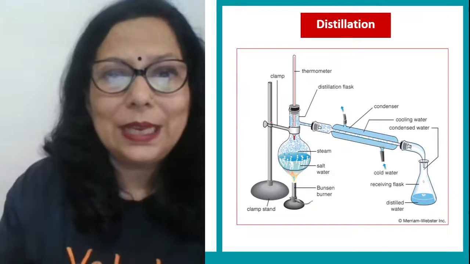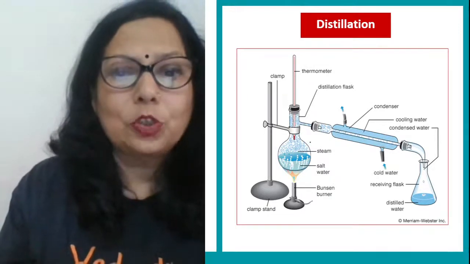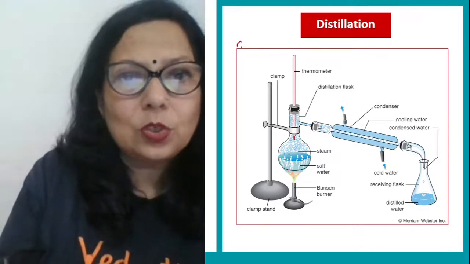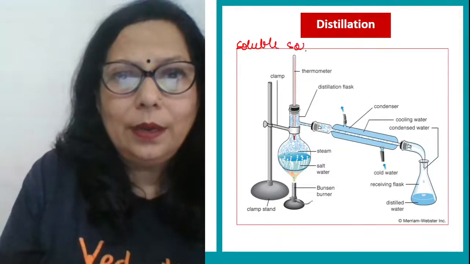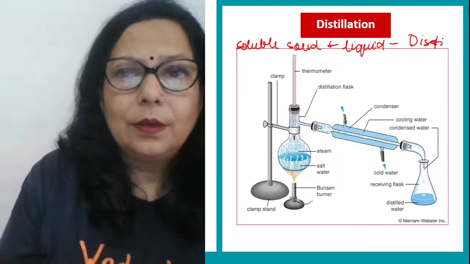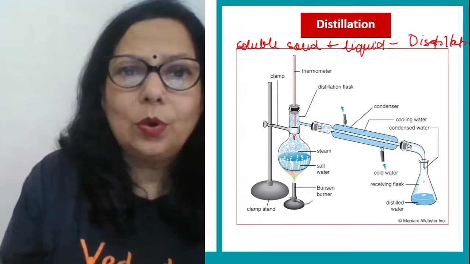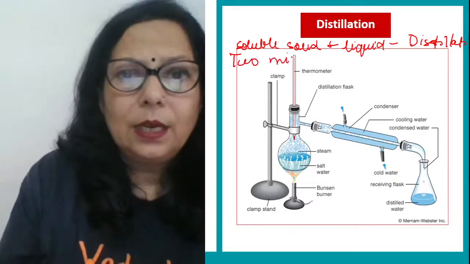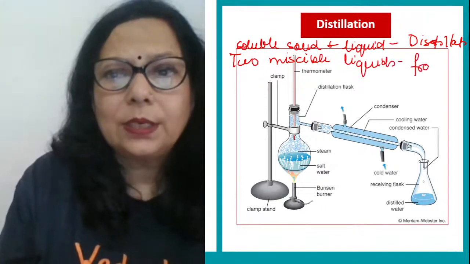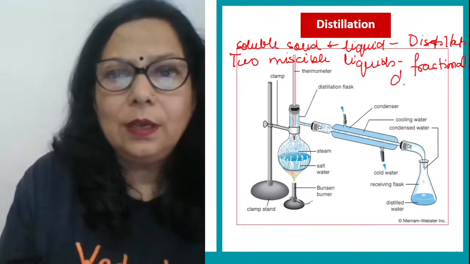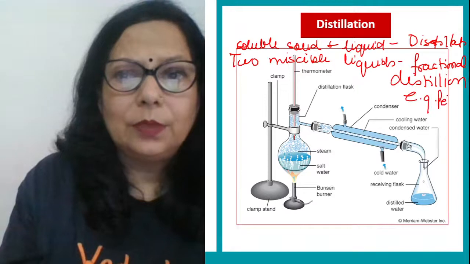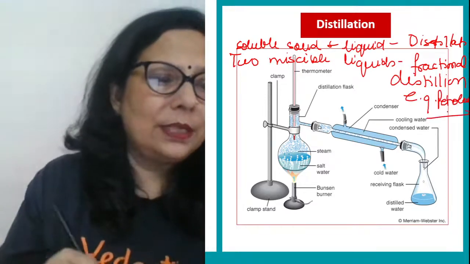So next question, distillation is what? When you boil, suppose salt and water, alcohol and water, if it is between soluble solid and liquid, it is separated by distillation, and two miscible liquids by fractional distillation. Fractional distillation like petroleum. For example, petroleum is separated into petrol, diesel and all by this method.